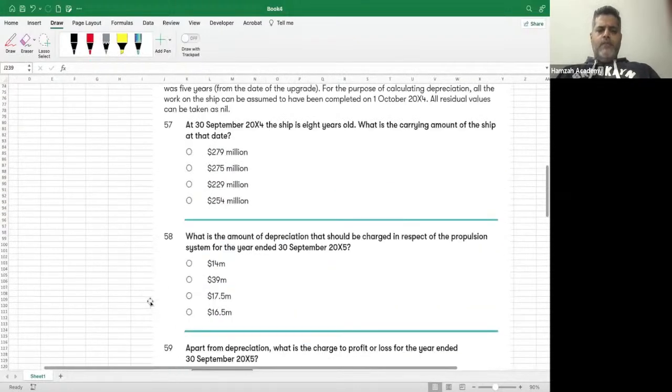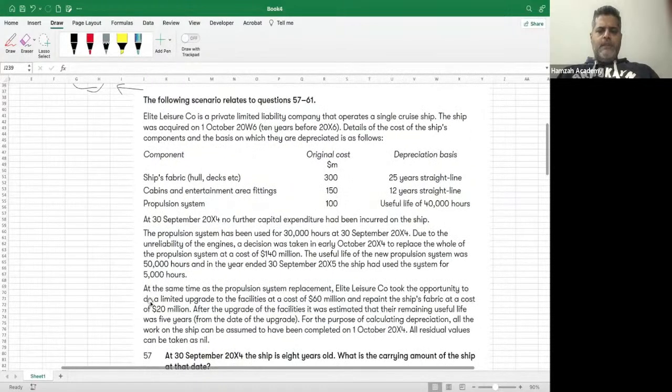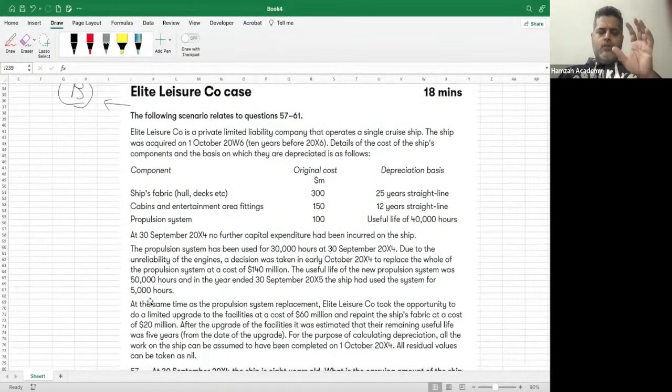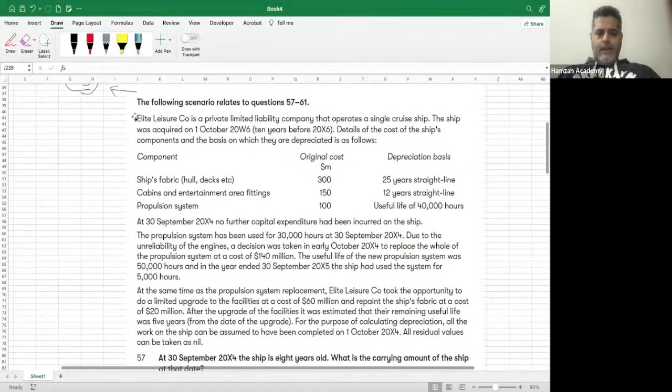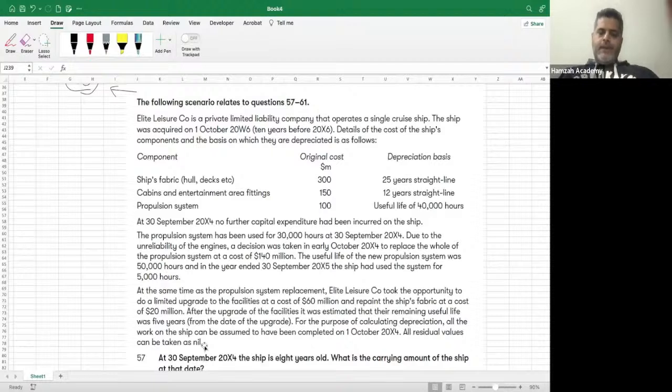Now, when we have this sort of an MTQ, what should be the approach towards such a question in the paper? One thing we can do is start reading from here and go up to this last paragraph, and then jump onto the questions.